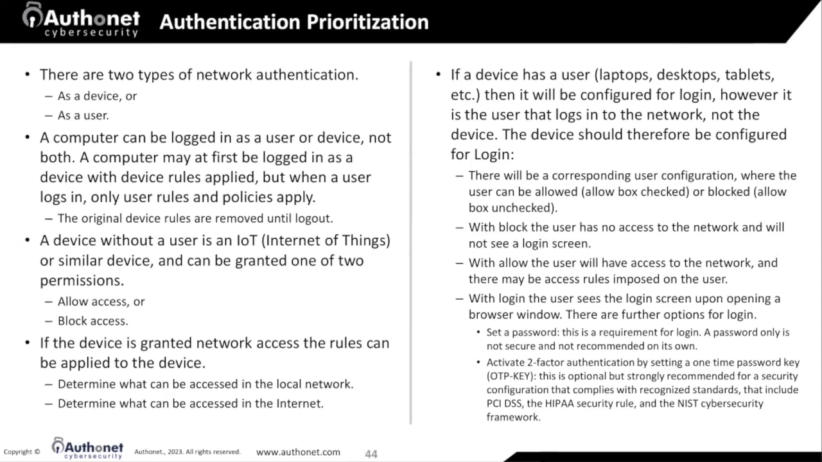And if we allow access, then we're going to maybe set rules. Maybe a rule that says that the device can't access the local area network, and a rule that says the device can only access a certain IP address on the internet. If a device has a user, then that device will be configured for login, and then we add the user that will be using that device.